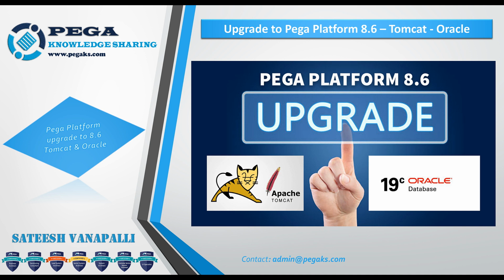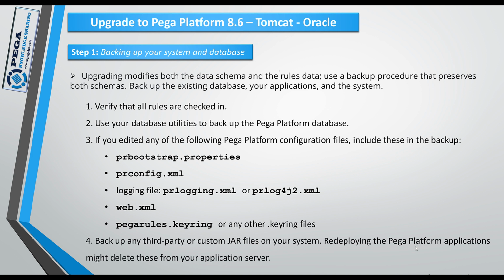In this video, I'm going to show you how I upgraded my Pega platform 8.5 version to 8.6 version. Let's get started. Step 1. Backing up your system and database. Upgrading modifies both the data schema and the rules schema. So use a backup procedure that preserves both schemas.